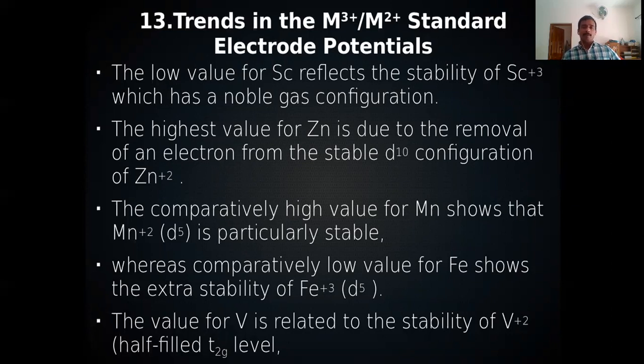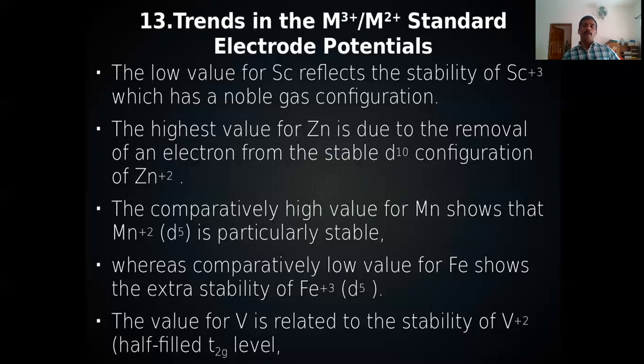But in the case of zinc, the value is high. If you try to remove one more electron from zinc, it will lose the D10 configuration. So Zn3+ always has a large tendency to change to Zn2+. So it is a high value. And manganese also has a high value, already we mentioned. Mn2+ is more stable than Mn3+. Iron, we mentioned. Fe3+ is more stable, therefore the value will be low.